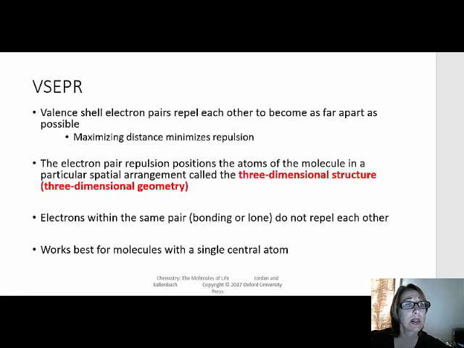And basically what this means is that the valence electron pairs around a central atom, so the bonding electrons and the lone pair electrons, are going to repel one another and orient to be as far apart from one another as possible. So based on that, we can predict the geometry.